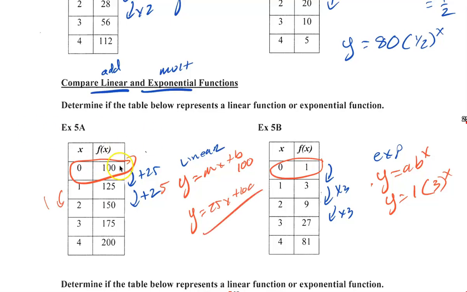So that's a linear function. Keep in mind, you're adding the same thing each time. And that's an exponential function, multiplying by the same thing each time. And that's the video.